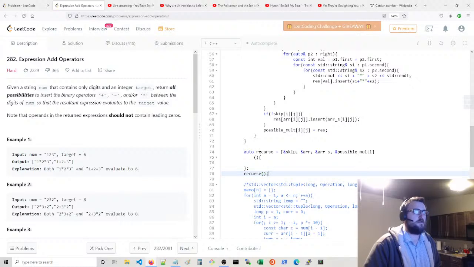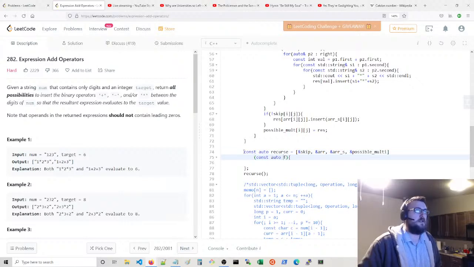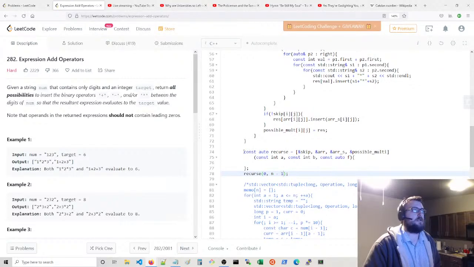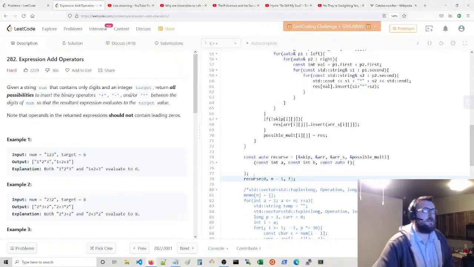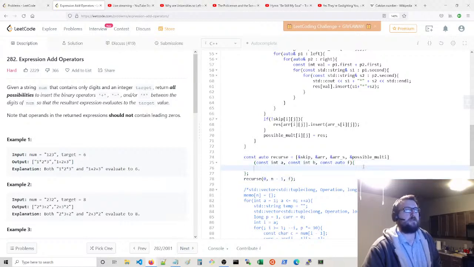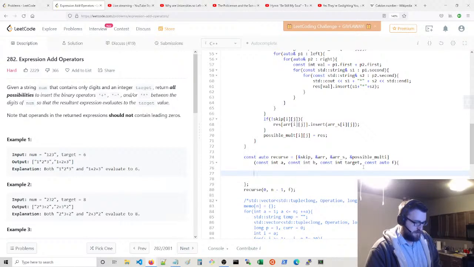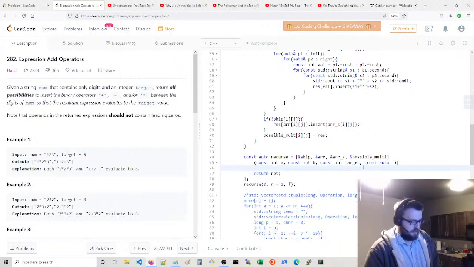We're going to call our recursion F. We have a range, we'll have A and B for the range. So we want to recurse on 0 to n minus 1, and recurse is going to be F. So I don't even know what this is going to return. We have a target that we send forward, and there's going to be a return value each time.